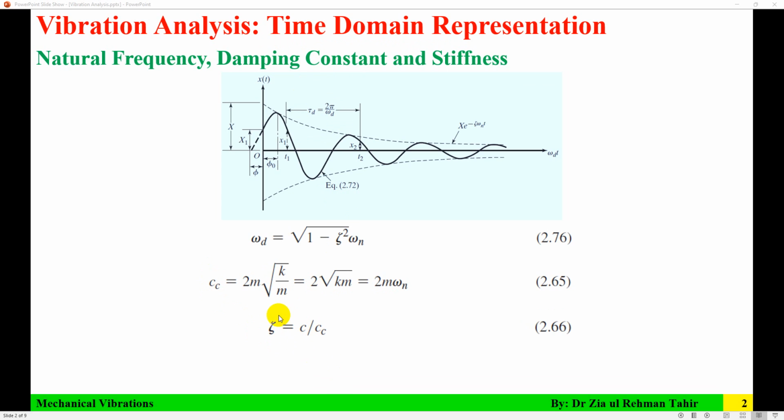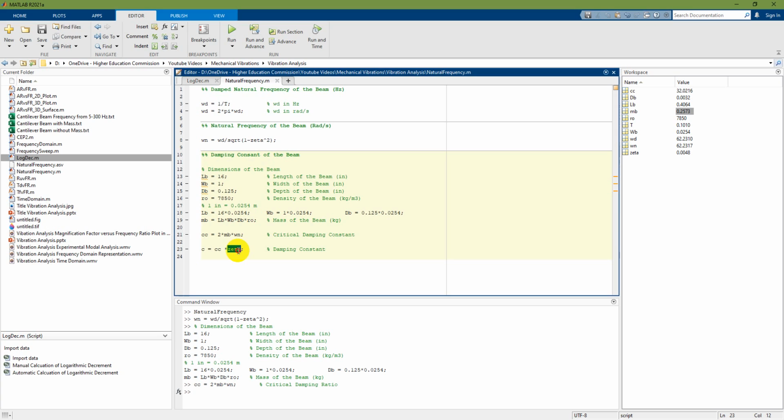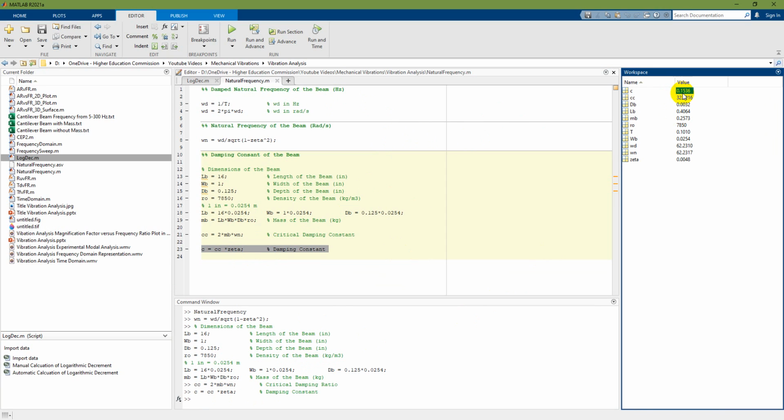Once the critical damping constant is calculated, the next step is to calculate the damping constant. Here we have the damping ratio equal to the damping constant over the critical damping constant. So the critical damping constant can be used to find out the damping constant. So C is equal to zeta times Cc. Zeta I have already calculated from the previous video. So now the damping constant here is 0.1536, and that is a very low value of damping constant.